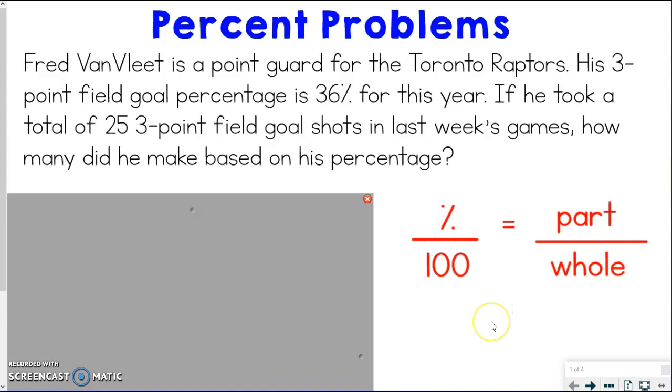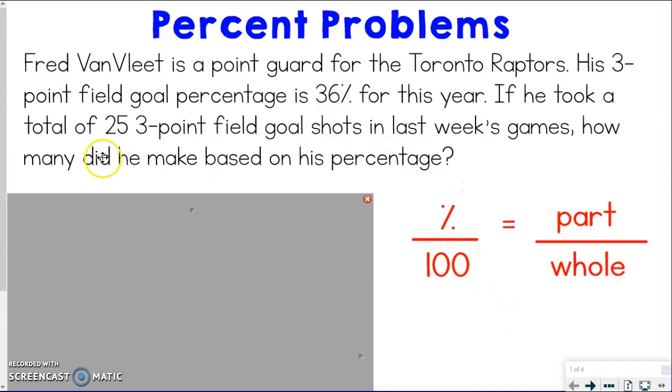So the first problem here says Fred VanVleet is a point guard for the Toronto Raptors. His 3-point field goal percentage is 36% for this year. If he took a total of 25 3-point field goal shots in last week's games, how many did he make based on his percentage? So right away you should be thinking in your head, there's a percent, so that automatically goes over 100. So I'm going to put 36 over 100 because it's the percent.